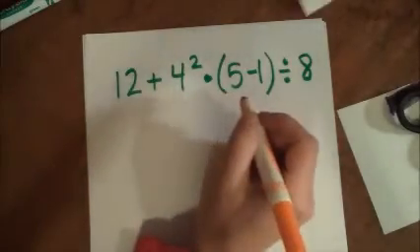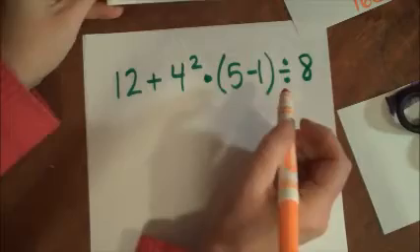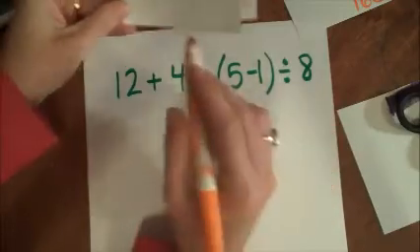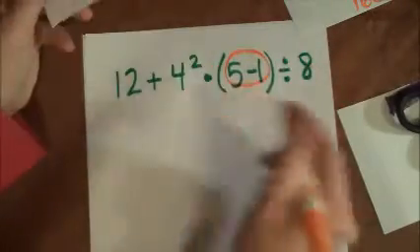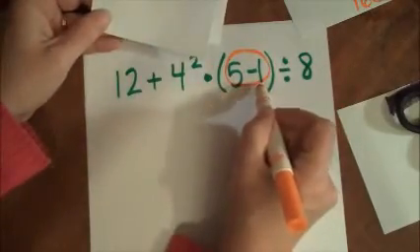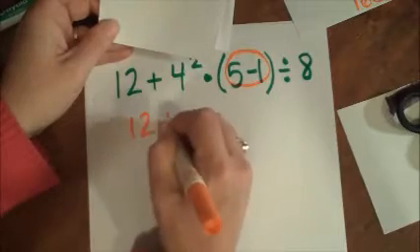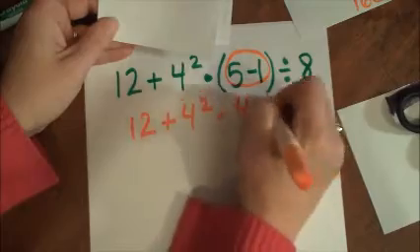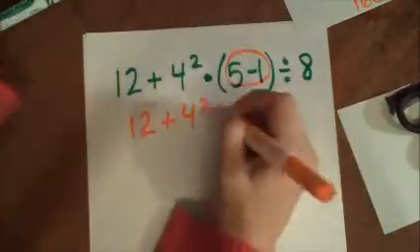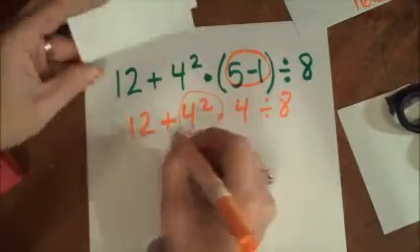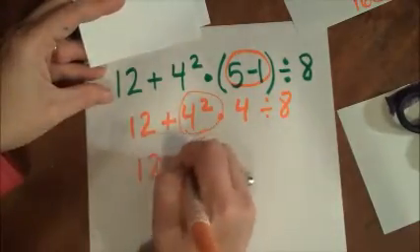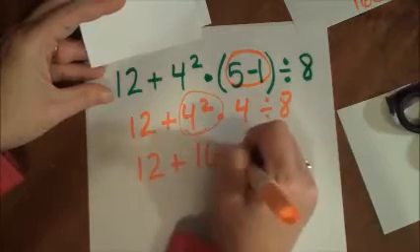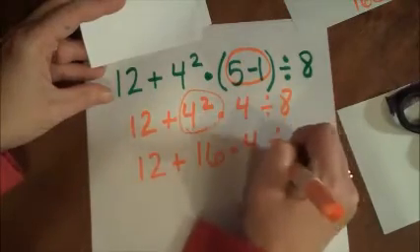12 plus 4 squared times 5 minus 1 divided by 8. Check first for groupings. We have them. So I write the whole entire problem except instead of 5 minus 1, I write 4. 12 plus 4 squared times 4 divided by 8. Next is exponents. I have them, so I evaluate this, write the rest. 12 plus 16 times 4 divided by 8.